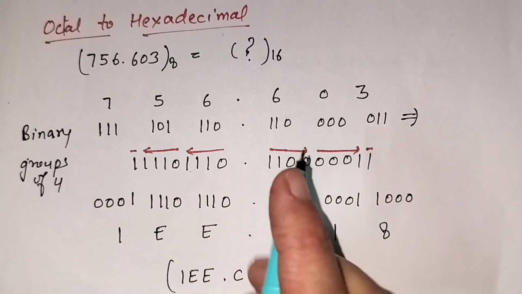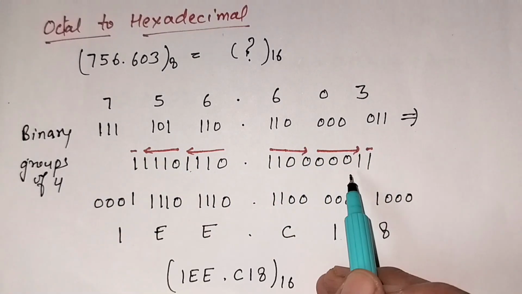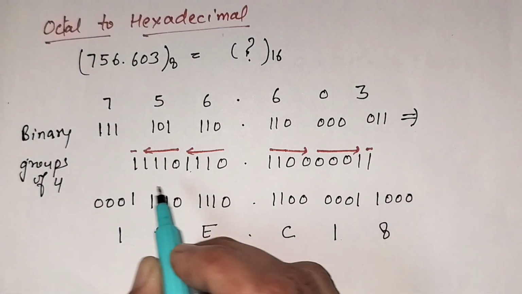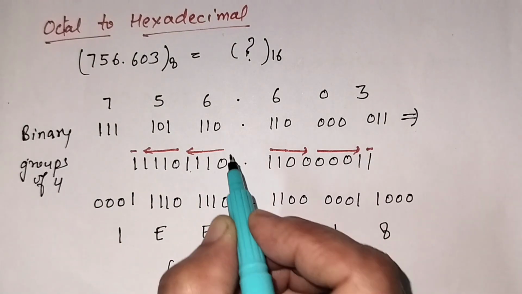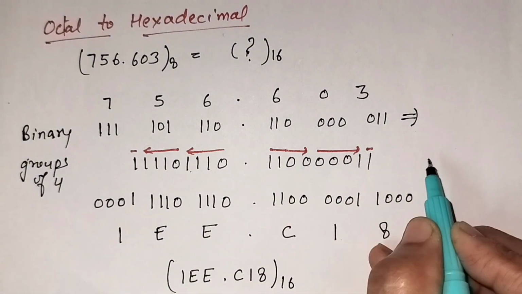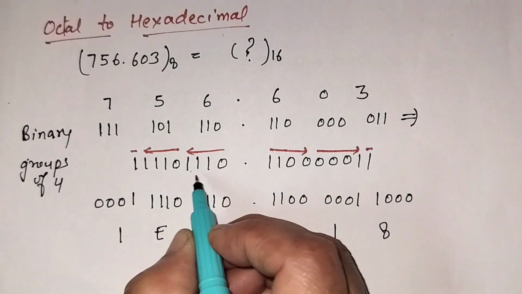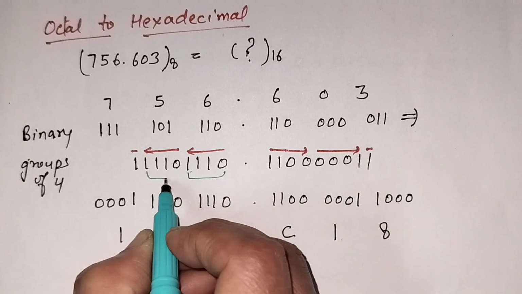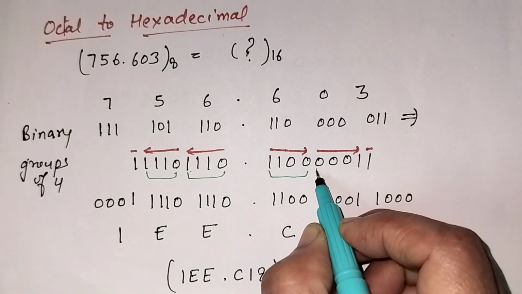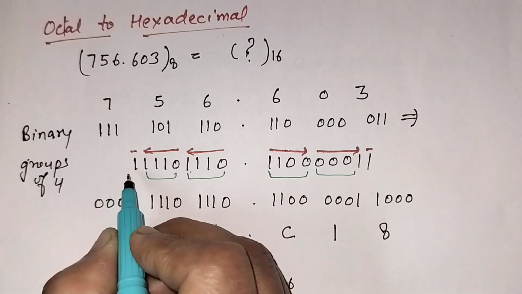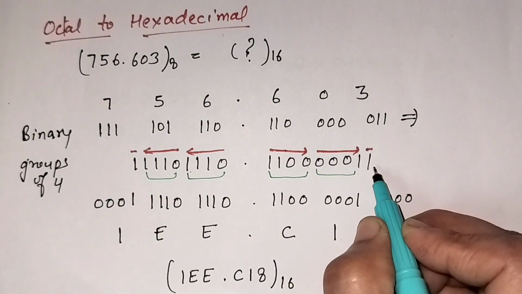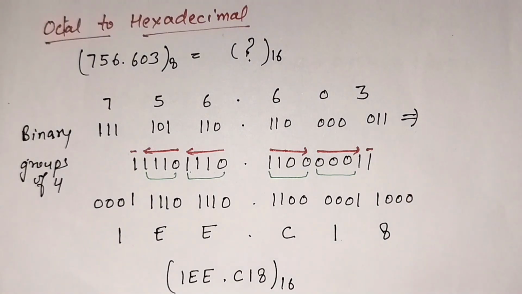Now we will write them together. We will write this line together and then we will make groups of 4 bits to write the hexadecimal number. We will move from this side to this side before the decimal point, and after the decimal point from this side to this side. Our first group is this and the second group is this. Here on this side, this is the first group and this is the second group. Now we can see here this one is left alone and here also this one is left alone.